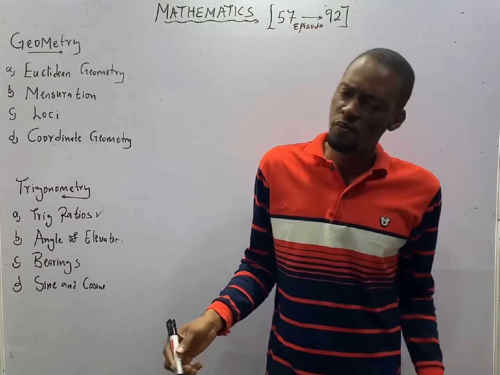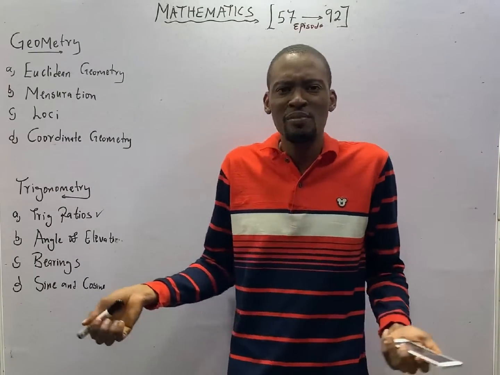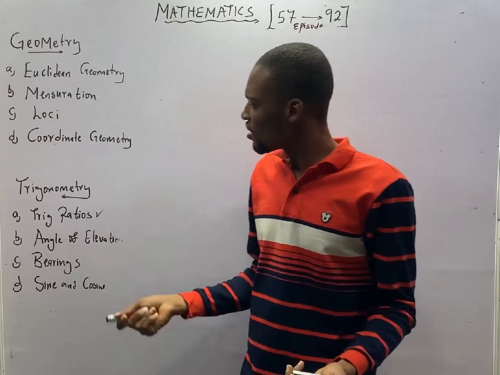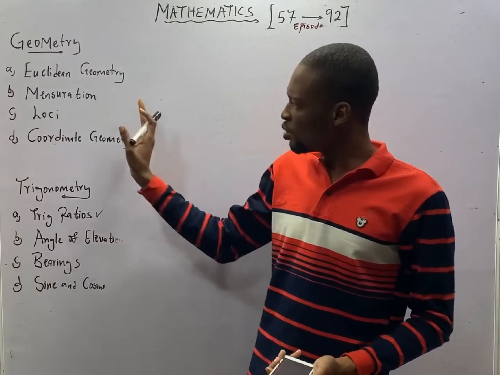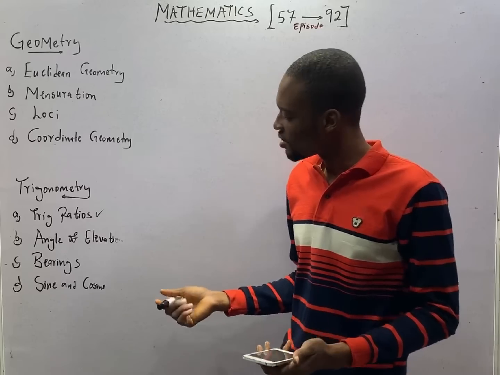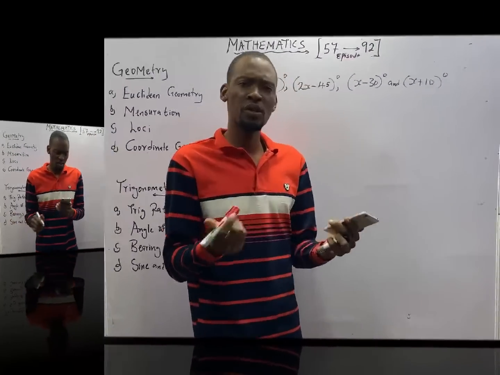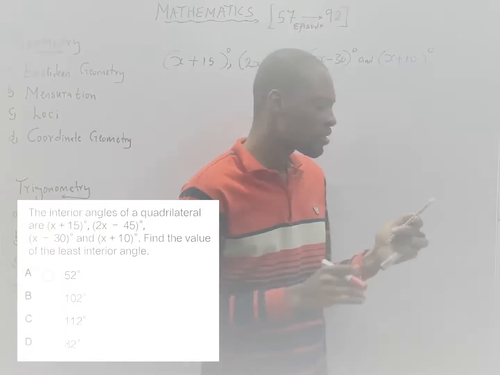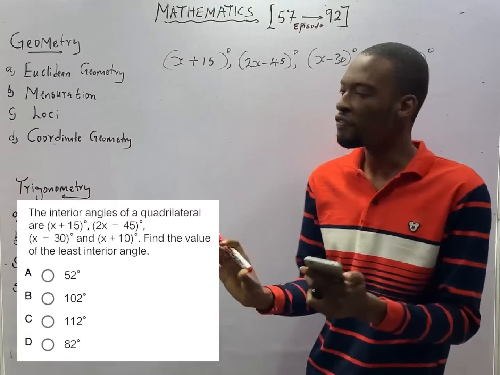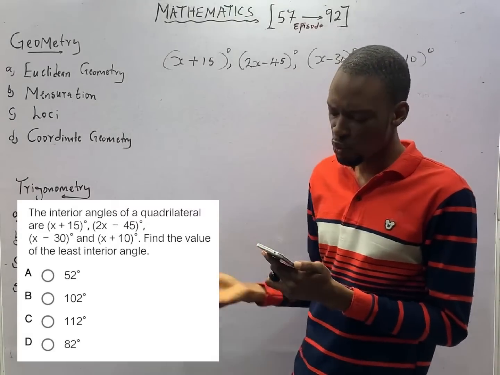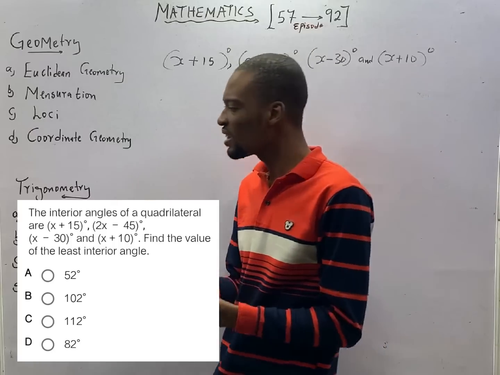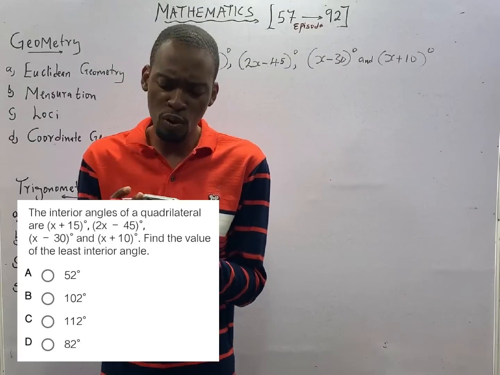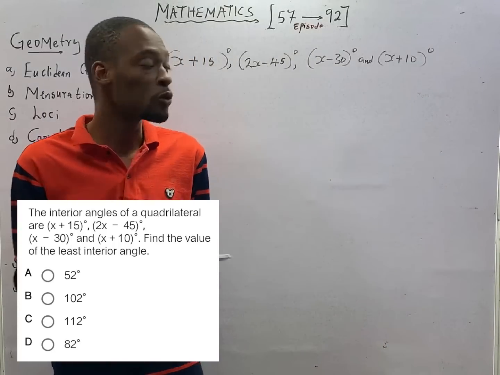In this episode, we shall be looking at certain polygons questions. Remember, we are still dealing with geometry and trigonometry. In this question, we are given the interior angles of a quadrilateral and we are asked to find the least interior angle, the smallest interior angle.